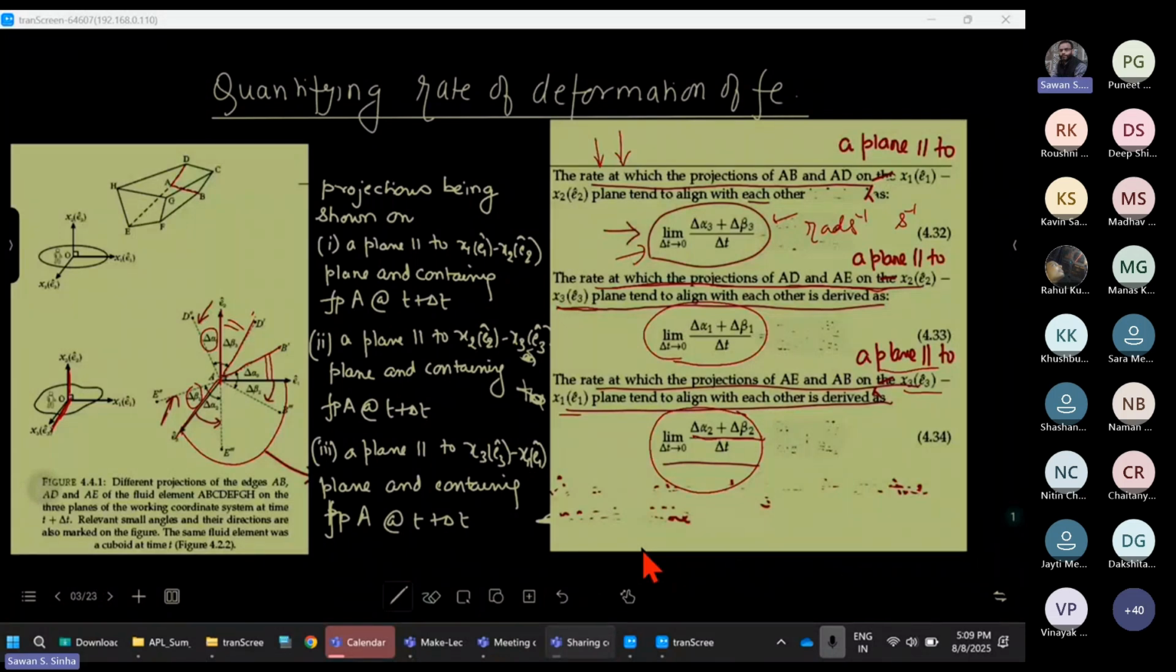This slide I showed in the morning also, I have added a little bit more detail. These things I added to make things more clear. A plane parallel to x1, E1, x2, E2, etc. Again, I have written here to clarify projections. All these projections have been shown on a plane parallel to the x1, E1, x2, E2 plane and containing FP at t plus delta t. Just made full sentences what plane I am talking about to make it more clear.